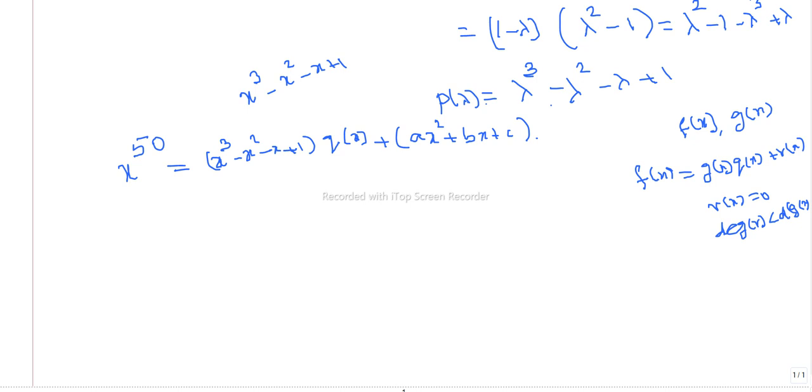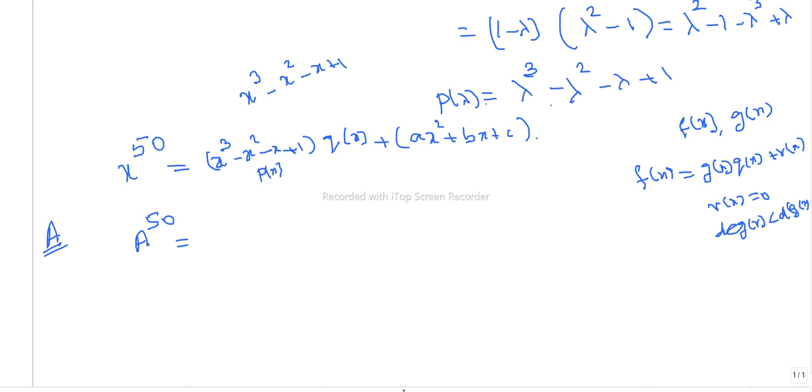You have to find what is a, what is b, what is c. You will get a thing. Now if you substitute x equal to a, what you will get? The left hand side we have a power 50, and actually this is nothing but p of x, the characteristic polynomial. If we substitute a, we get p of a.